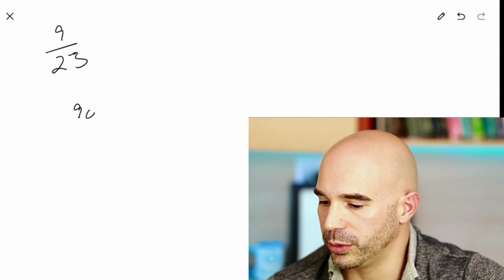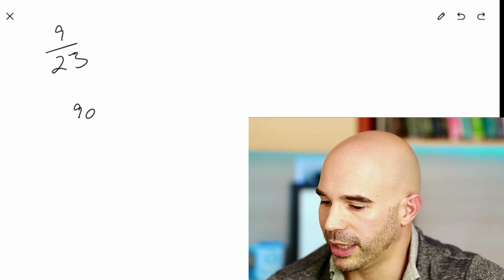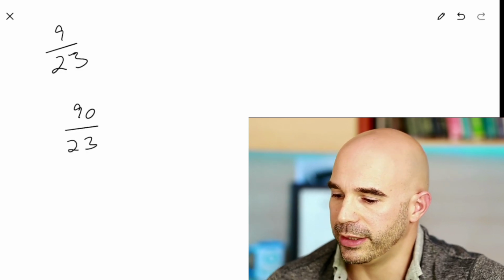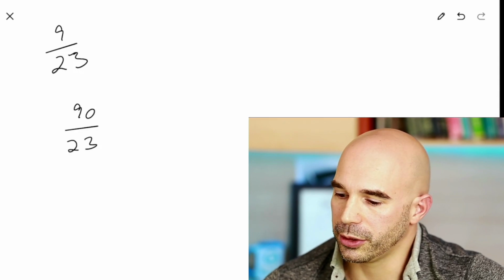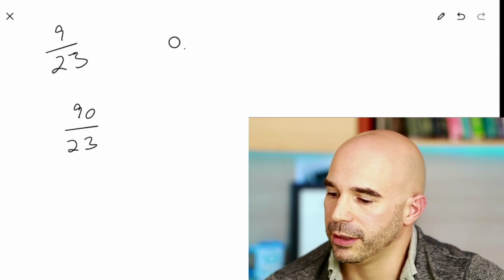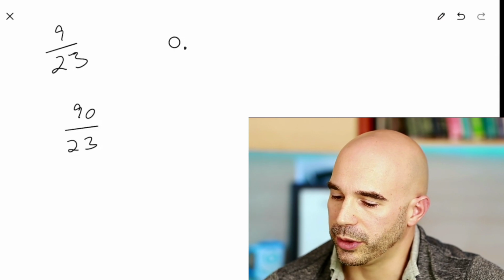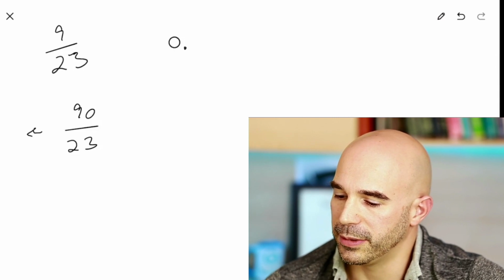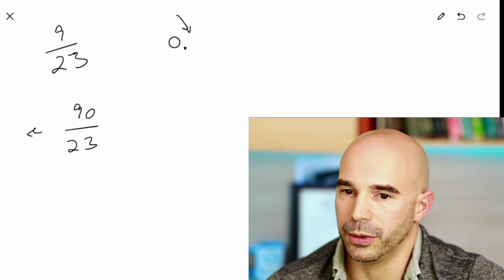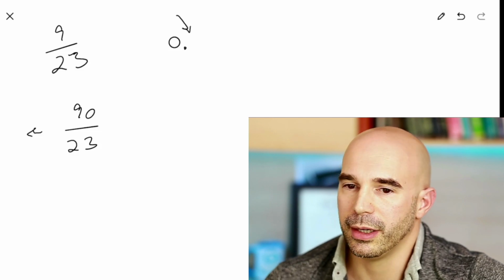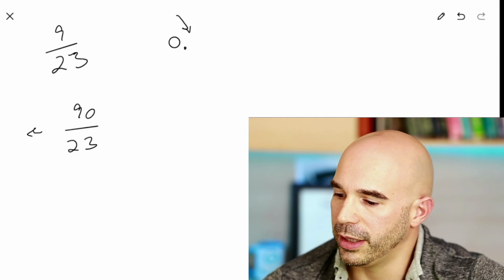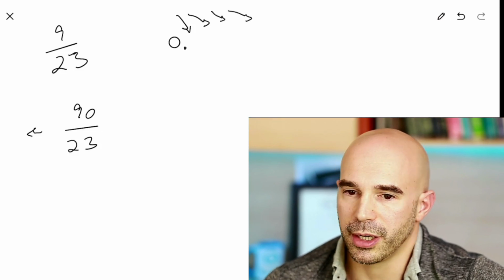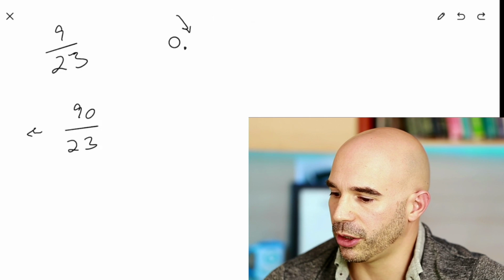What I would do is I would instead call it, let's call it 90 over 23. So I gave the numerator a factor of 10. And in order to compensate for that factor of 10, I'm going to start a decimal here. So whatever answer I get from 90 divided by 23, that answer will go to the right of the decimal point. And every time I give the numerator another 0, another factor of 10, the answer needs to move one more step to the right in my decimal. Does that make logical sense to you?